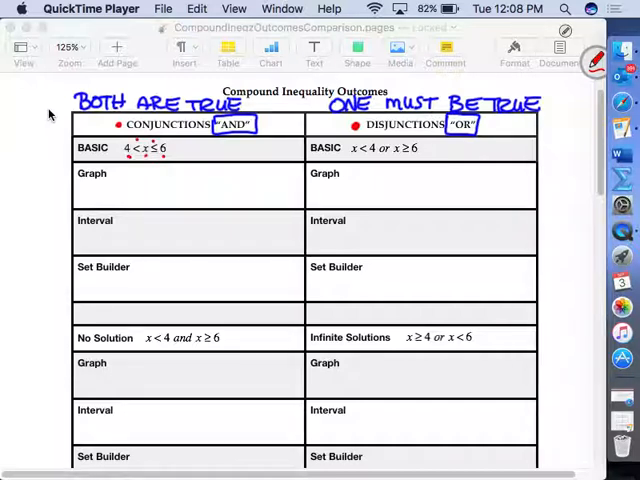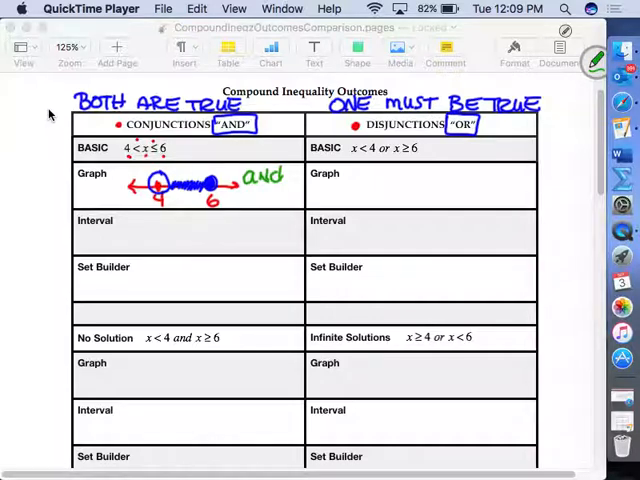And then the graph to represent this, you could just draw a little number line, and I've got 4 and I've got 6. I should put an open circle at the 4, since that's the strict inequality, and then the less than or equal to at the 6. So I'm looking for all of the numbers between 4 and 6, so I would shade between the two. This would be my typical and outcome.